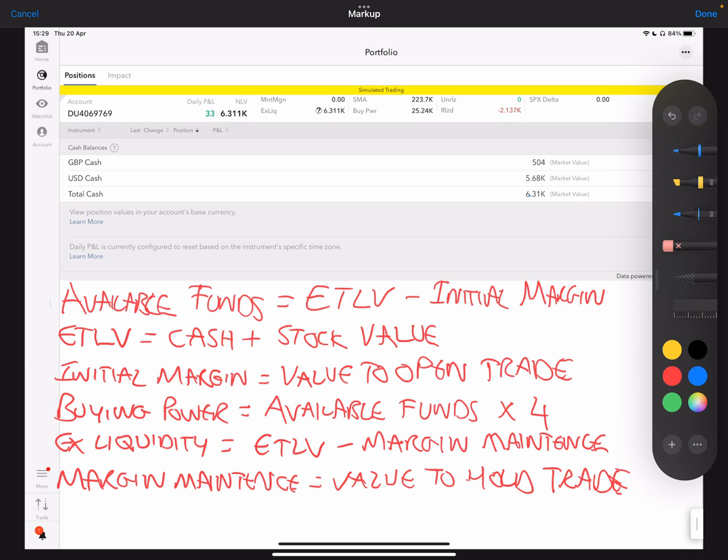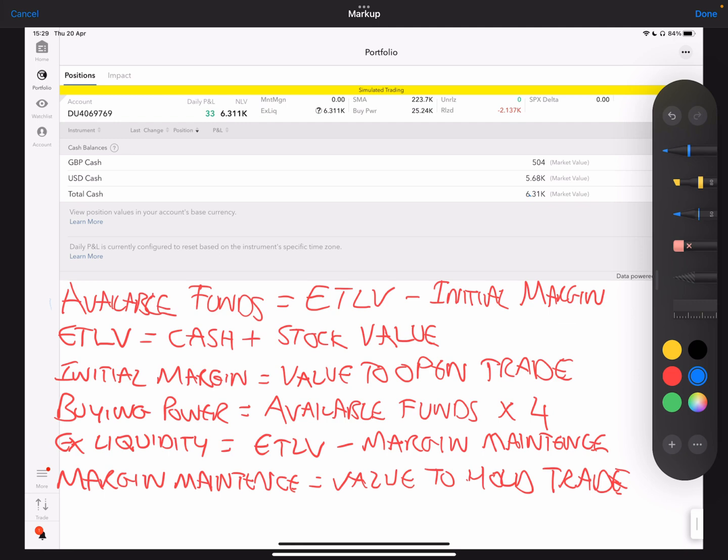So you can see, how do we get to a number of 6.31k excess liquidity? How do we get to a buying power of 25.24k? I will go through that in this video, because you need to understand which numbers are important, how they are calculated, and when you open positions, how these numbers get affected. So we'll be going through that, and we'll also talk about what these numbers look like in a cash account and then what they look like inside a margin account.